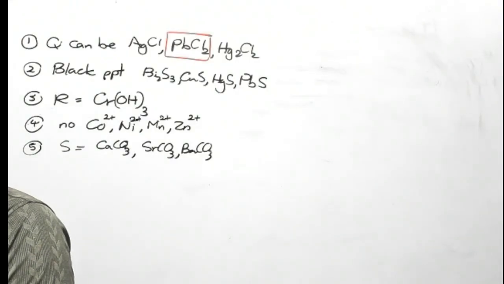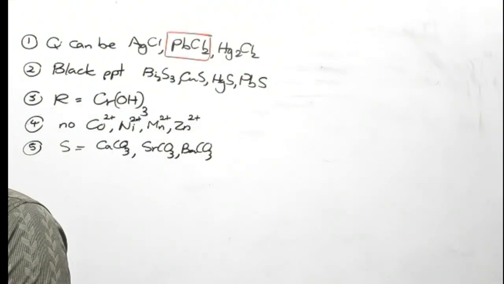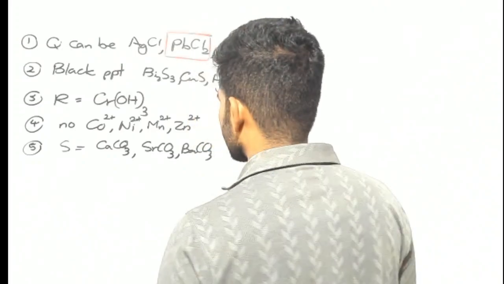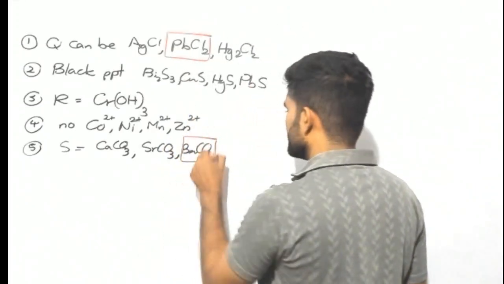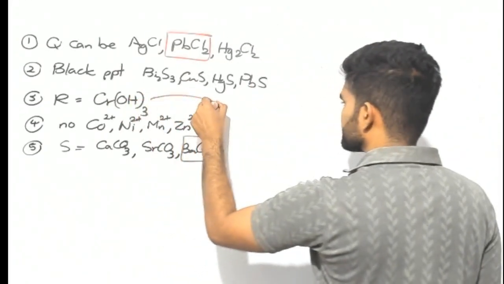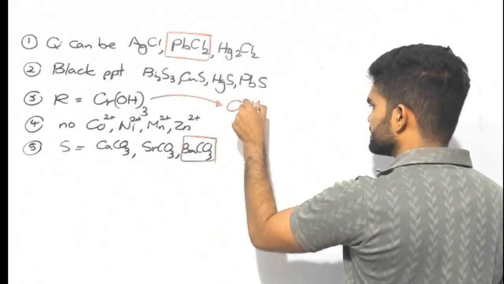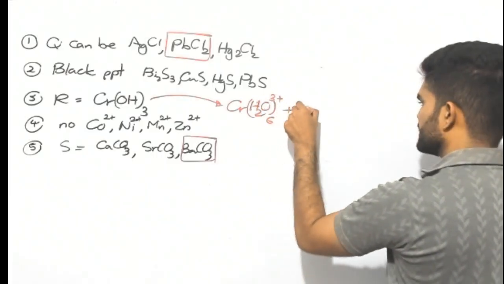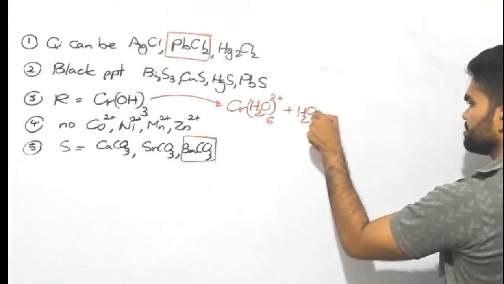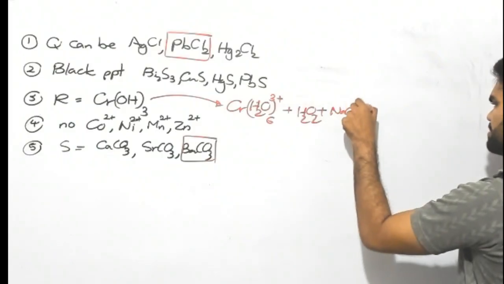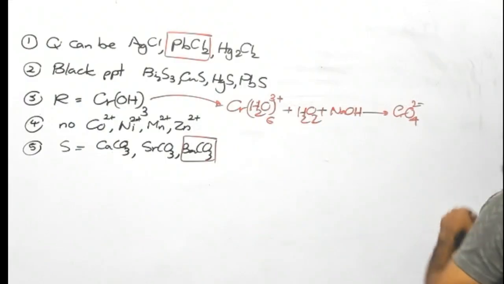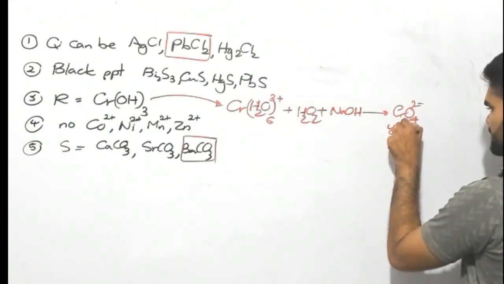So the next thing is the important thing. You are passing H2S gas, then a yellowish solution is obtained, and from the green color you are identifying S. Let's take it as the chromium hexaqua complex, and it is reacting with H2O2 and some NaOH will be remaining. In the basic medium, it's going to give you chromate, CrO4 2 minus. Now this one is yellow color.